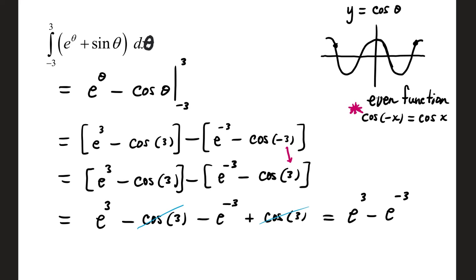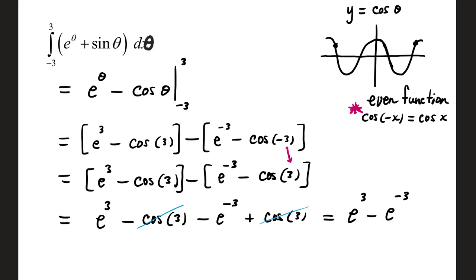E to the theta has an antiderivative of e to the theta. Sine theta has an antiderivative of negative cosine theta. So this is the antiderivative of this function. Evaluated at the top limit 3, that goes in for your thetas, minus, and then evaluated at the lower limit, -3. That gives us e cubed minus cosine of 3 minus e to the -3. You can write that as 1 over e to the positive 3. It doesn't matter to me. You can leave it in this form. That's totally fine with me.